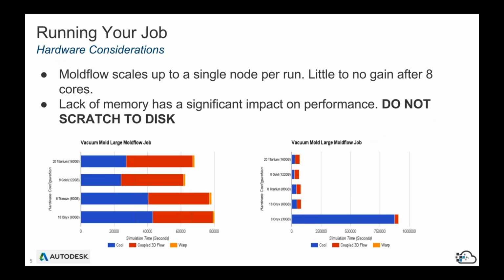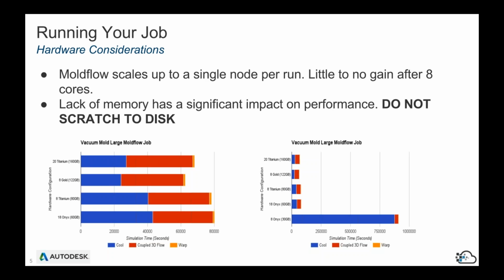Next, let's talk a little bit about hardware considerations. So individual runs of Moldflow run up to a single node per run. Rescale has multiple hardware configurations with different numbers of cores per node. For Moldflow, we recommend to run up to 8 cores simultaneously. It is also important to make sure that you have enough memory. We recommend that you always choose a configuration with enough memory so you do not scratch the disk.